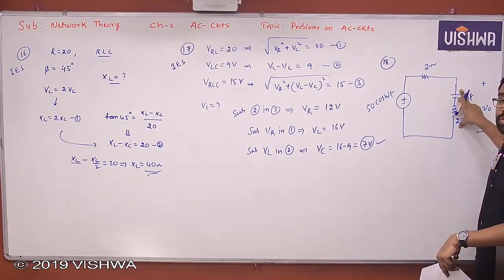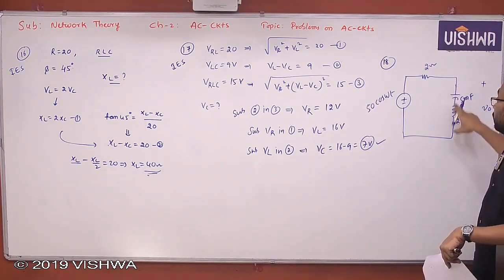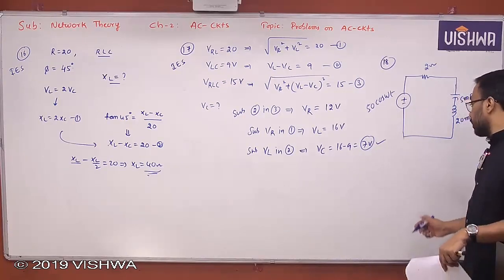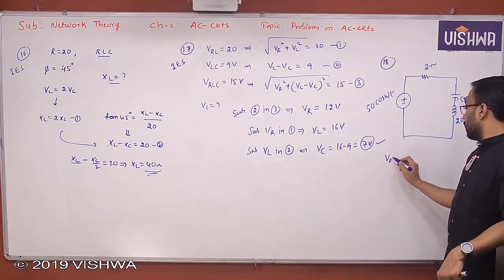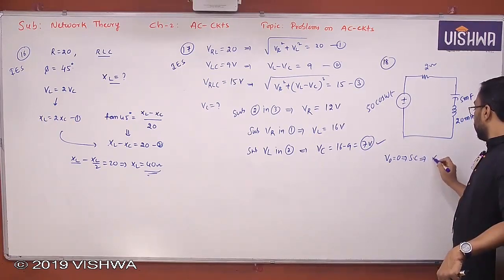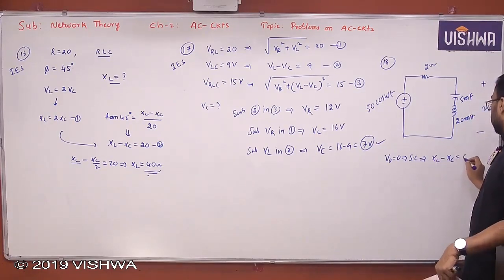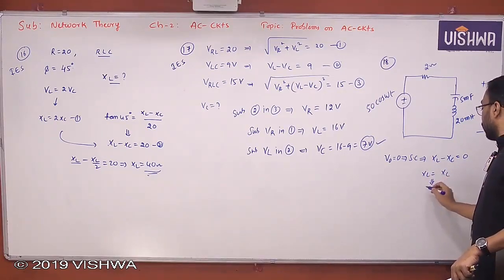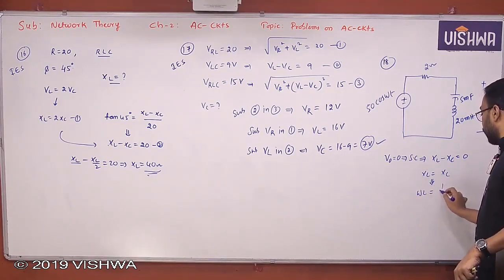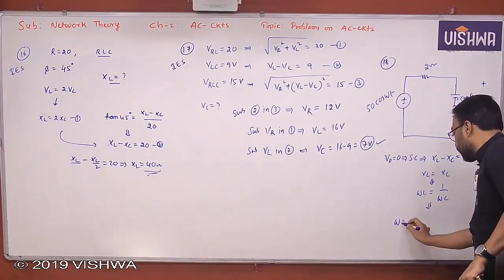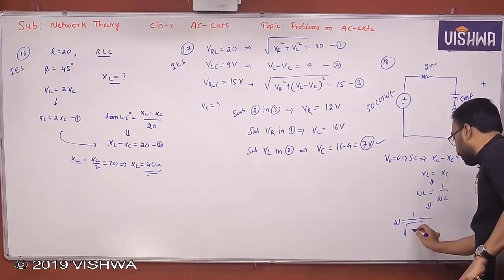And voltage 0 refers to short circuit. That means its ohmic value must be 0. That means XL minus XC must be 0. That's it. So V naught 0 refers to short circuit. That means XL is equal to what? XC. That means omega L is equal to what? 1 by omega C. From this we understand omega is equal to 1 by root LC.